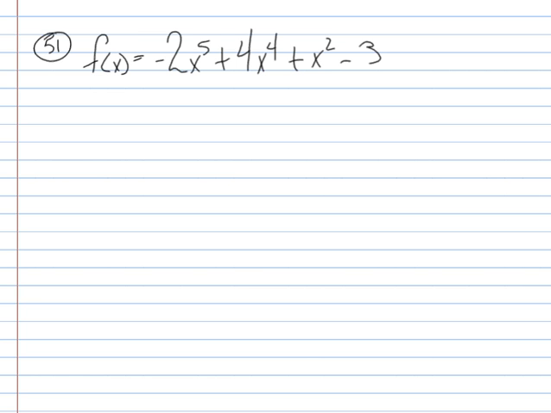This next problem, we're going to be doing the same thing. This is actually problem number 51. 51 tells us that we have f of x equals negative 2x to the fifth plus 4x to the fourth plus x squared minus 3.